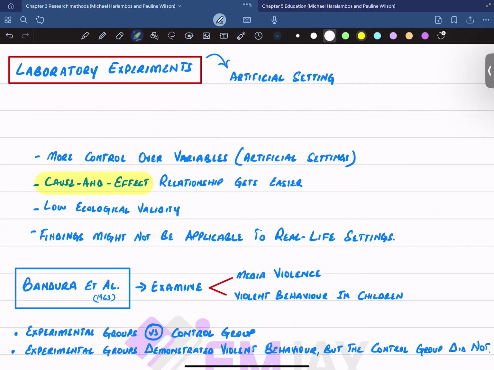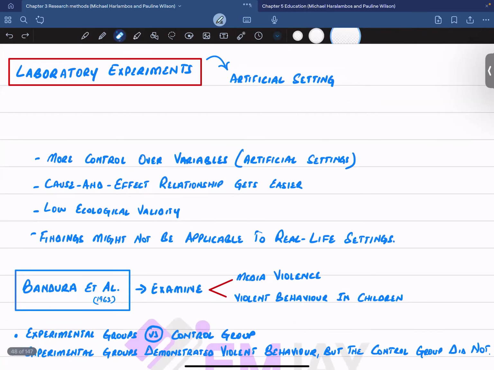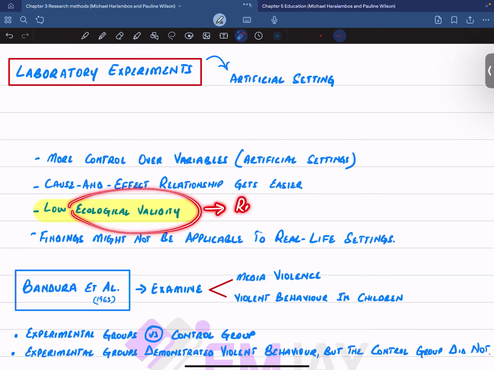Now, when you talk about a laboratory experiment, a disadvantage of the usage of laboratory experiment seen is its low ecological validity. What does the word ecological validity over here mean? When I use the word ecological validity, it has to do with the extent to which a research is conducted in its true environment or normal environment, right? So, a research would be ecologically valid if it's conducted in its real setting.